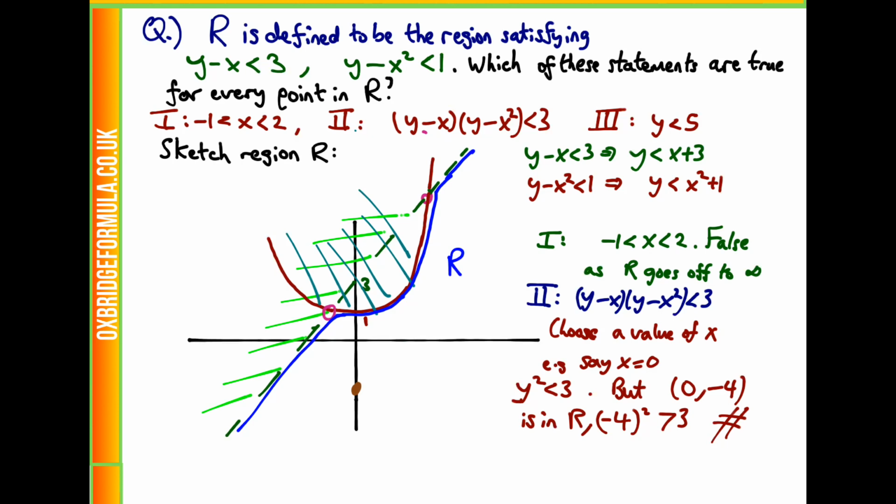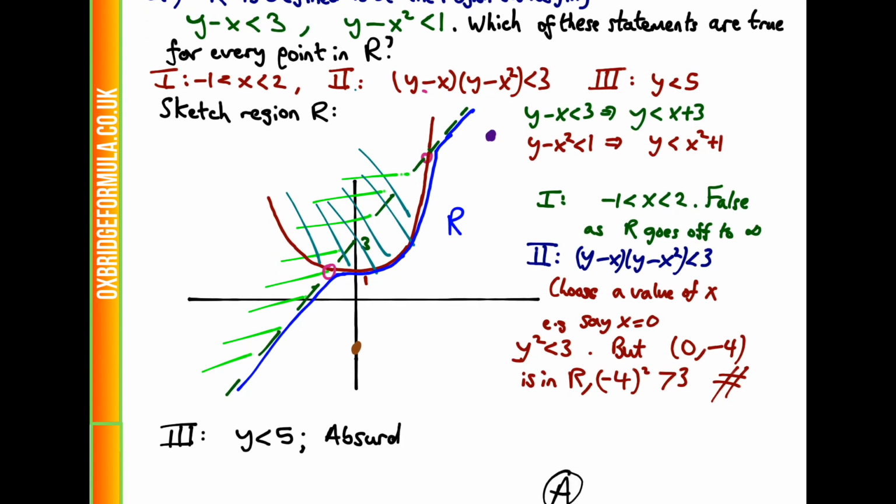What about statement 3? That's saying y is less than 5. Well, no, we can just choose this purple point here, and because R goes off to infinity, we can just choose a point really far to the right and really high up, and that will still be in R, but would have y value bigger than 5. So the answer is A, as none of these statements are true.